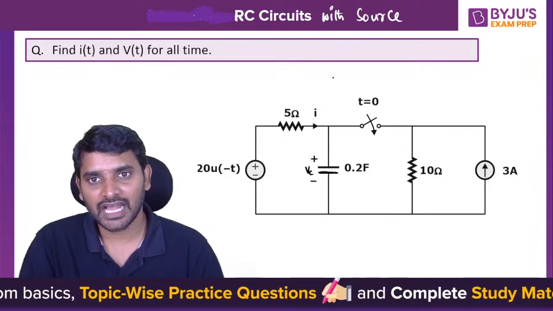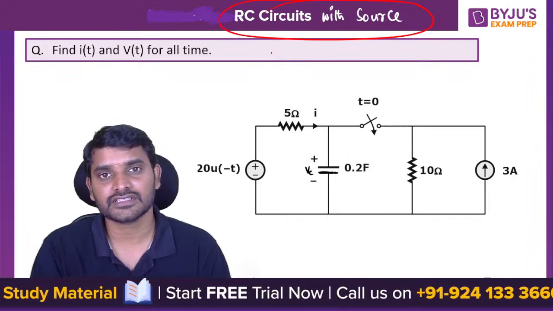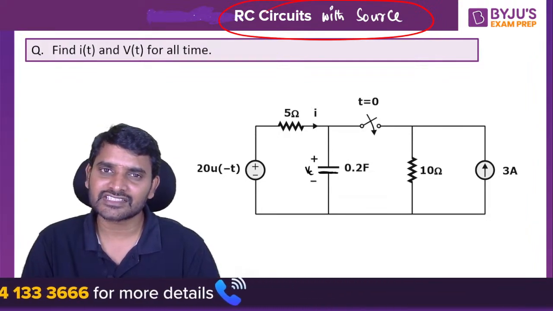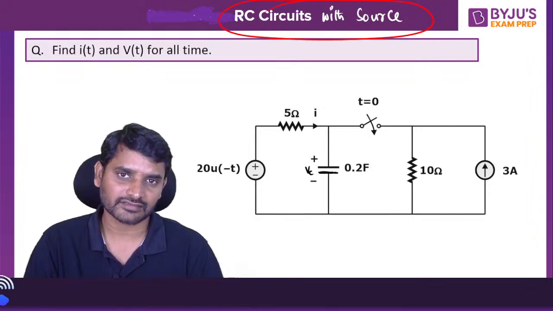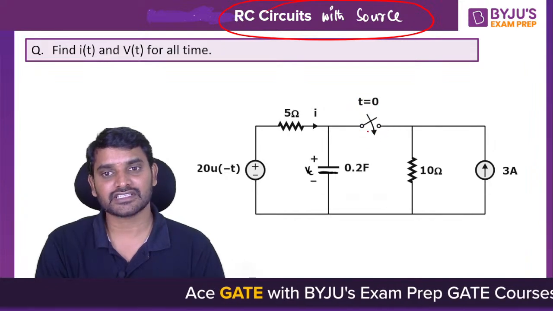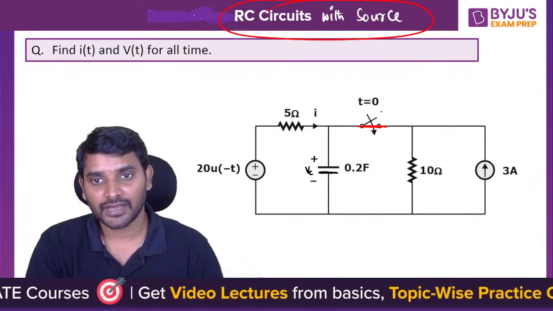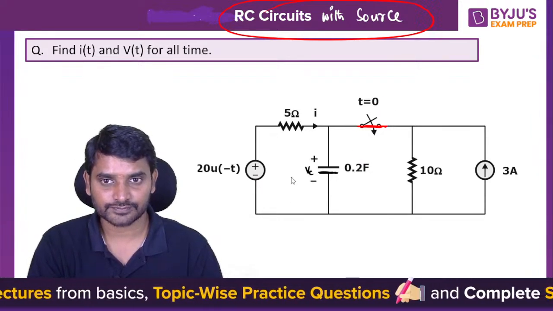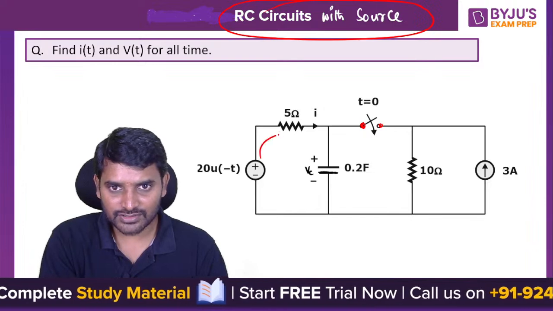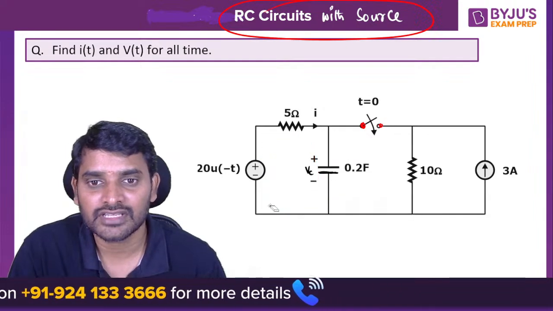Now coming to RC circuits with sources. Unless you look at the switching instant, you cannot find whether the source is connected or not. You see the switching instant. The switch is closed at t equals to 0. That means from minus infinity to 0 minus, it is not closed, it is open. If the switch is open, this voltage source is connected to the capacitor and the capacitor is going to store energy.